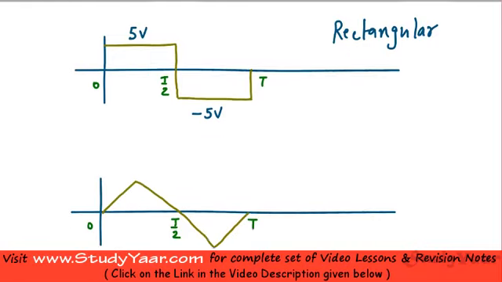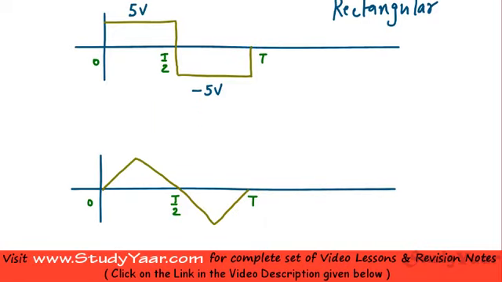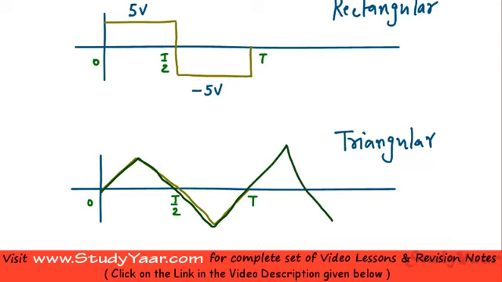So that's your rectangular waveform. Then what we have is a triangular waveform. This is a triangular waveform. During the first half you are essentially making a triangle in the positive direction, and during the next half you are essentially making a triangle in the negative direction. This wave is also periodic in nature. It's going to be going on forever like this.